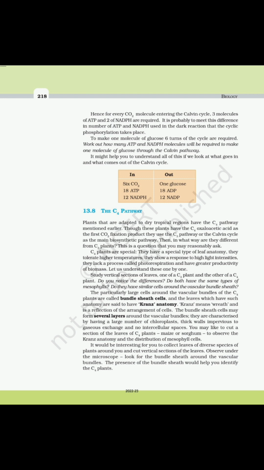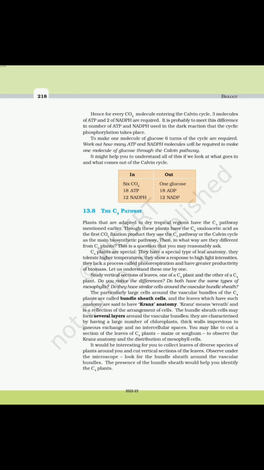Work out how many ATP and NADPH molecules will be required to make 1 molecule of glucose through the Calvin pathway. It might help you to understand all of this if we look at what goes in and what comes out of the Calvin cycle. In: 6 CO2, 18 ATP, 12 NADPH. Out: 1 glucose, 18 ADP, 12 NADP.